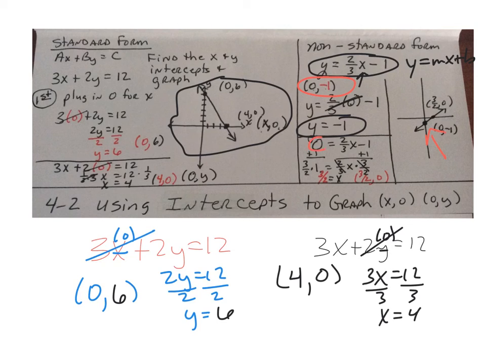Then I plugged in 0 for y right here, but then I had to solve for x. And I came up with 3/2. So at 1.5, 0, that's where I plotted that point, and I simply connected the two dots.